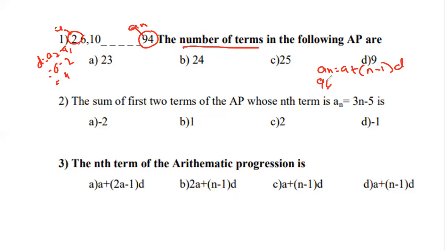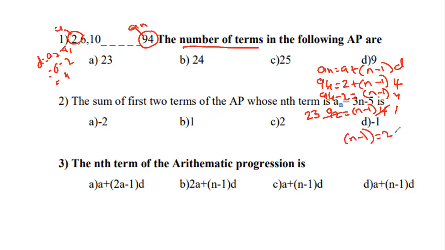an is 94, a value is 2, d value is 4. 94 minus 2 is equal to n minus 1 into 4. 94 minus 2 is 92, equal to n minus 1 into 4. 4 ones are 4, 4 twos are 8, 4 threes are 12. So n minus 1 is equal to 23. n is equal to 23 plus 1, which is 24. Which option is right? Option B is correct. So the number of terms is 24.